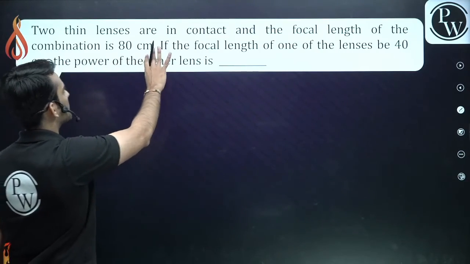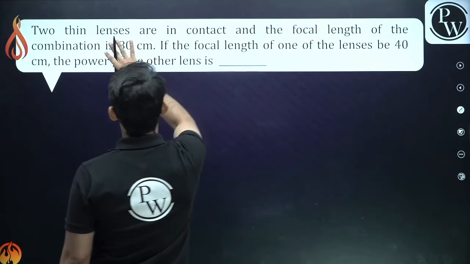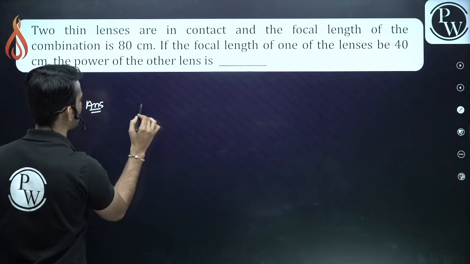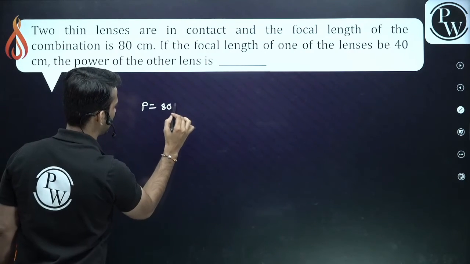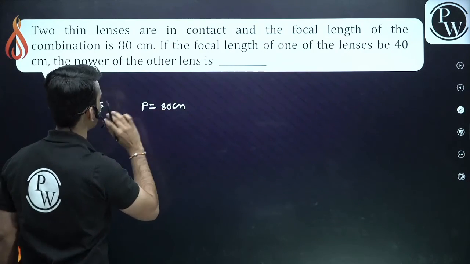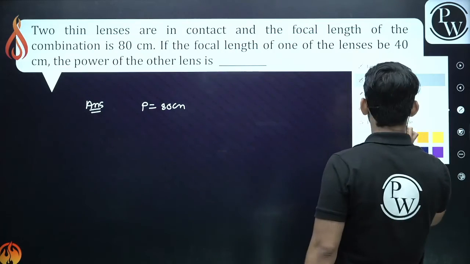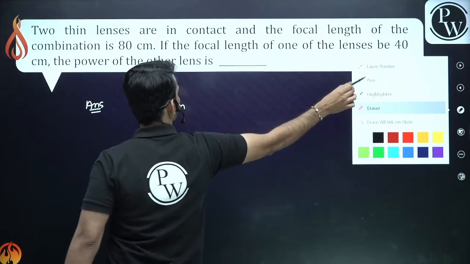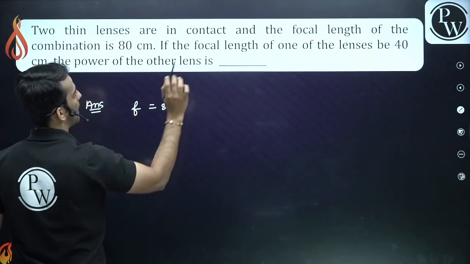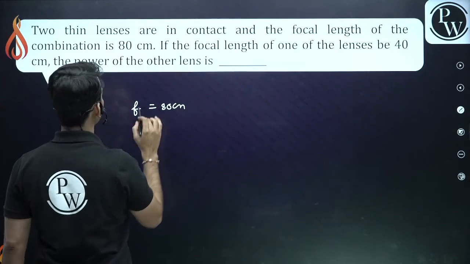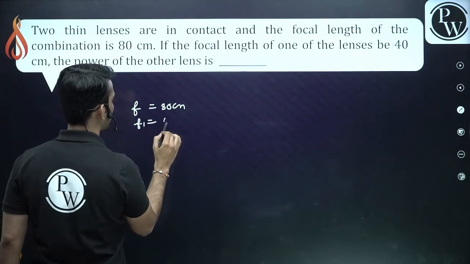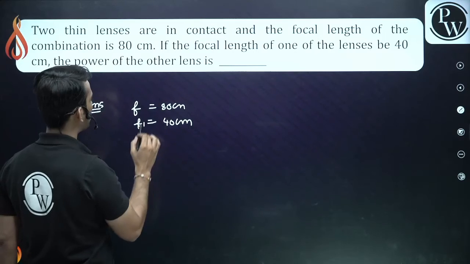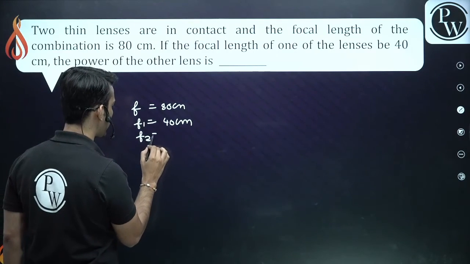Two thin lenses are in contact and the focal length of the combination is 80 centimeter. Focal length of the combination, sorry, my bad, focal length is given as 80 centimeter. And if the focal length of one of the lenses is 40, F1 is given as 40 centimeter. It is positive, that means convex lens. The focal length of the other lens you have to find out.